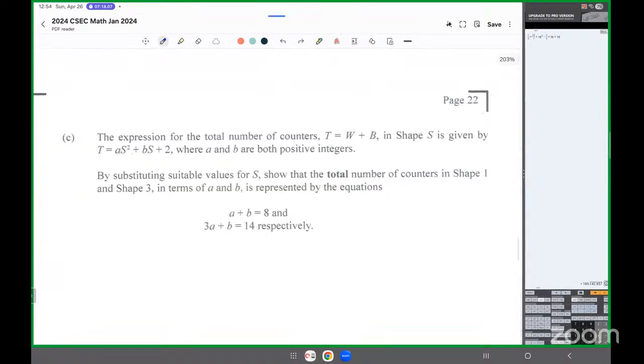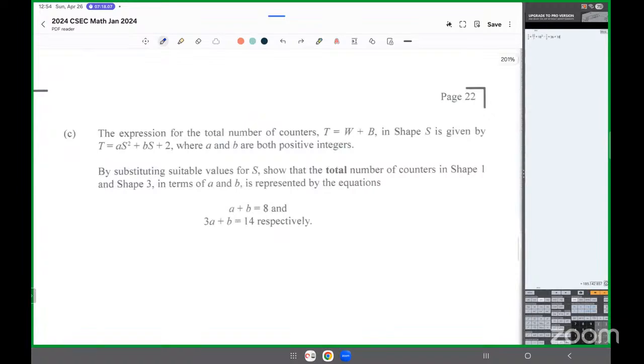By substituting suitable values for S, so the total counters in shape 1. Shape 1 is when S equals 1, and shape 3 is when S equals 3. So these are two formulae, respectively. I plug the two values into this formula right here. As simple as that. All right, so for shape 1, S equals 1.